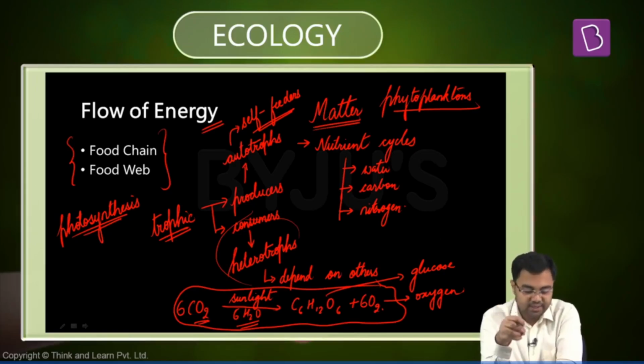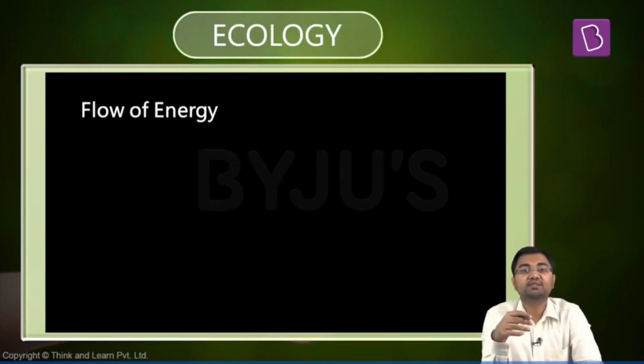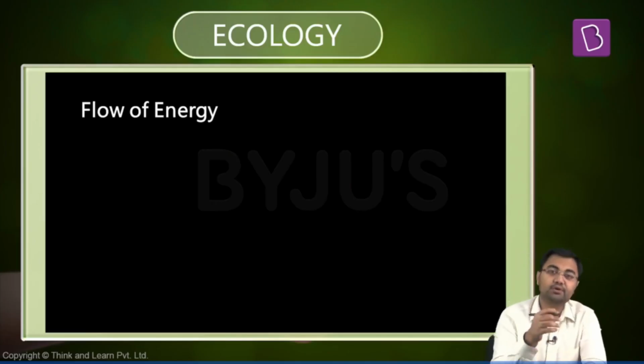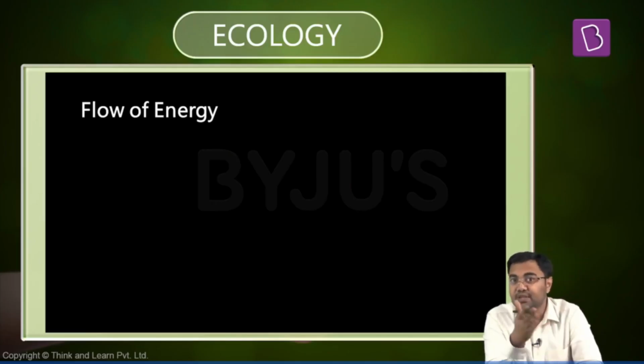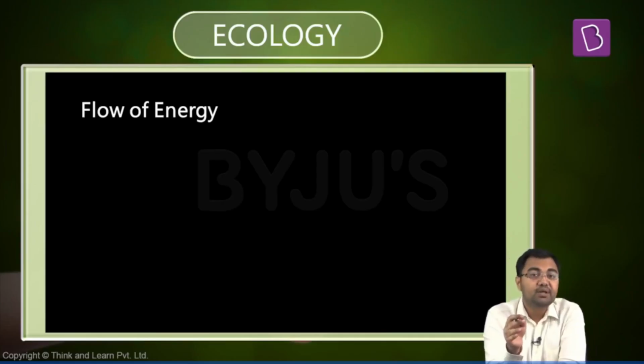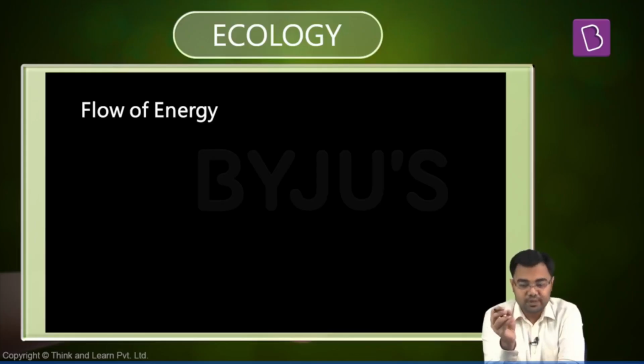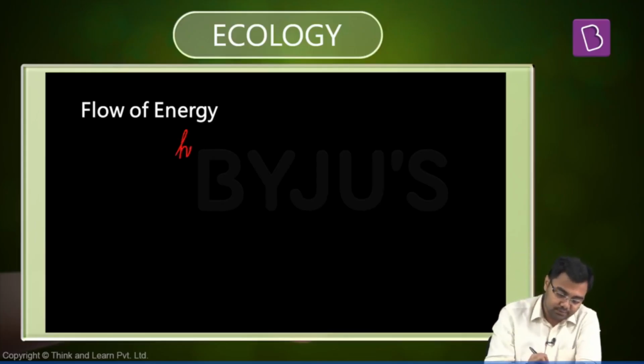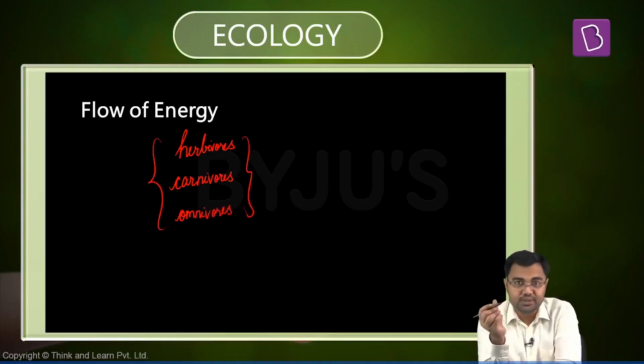And that's why they are highly dependent on the autotrophs for their energy or nutrient requirements. Now, there are various kinds of consumers. We have only talked about the fact that you have a producer and you have a consumer. But even the consumers are of various types. So, for example, you have herbivores, you have carnivores, and you have omnivores. So, these also are kinds of consumers.